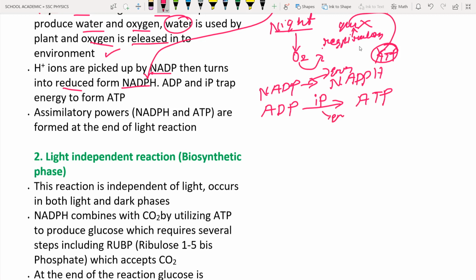Okay, so H plus is the energy containing, and that energy will be utilized for the formation of these components, so it gets reduced. NADP is reduced to form NADPH, and ADP is turned into ATP, adenosine triphosphate. ADP is the less energy compound, while ATP is a high energy compound. This is a main important thing.